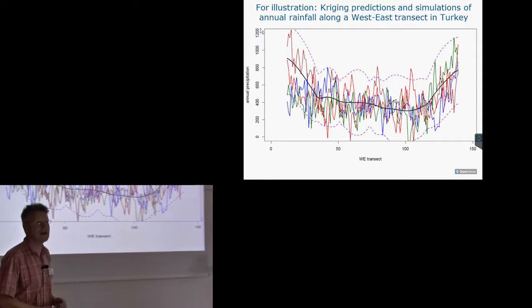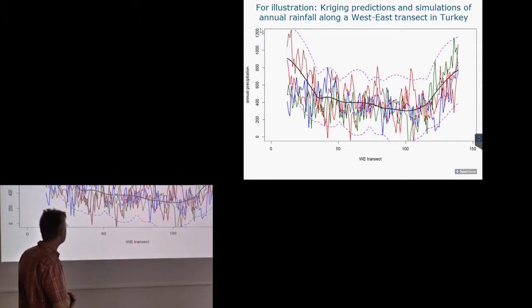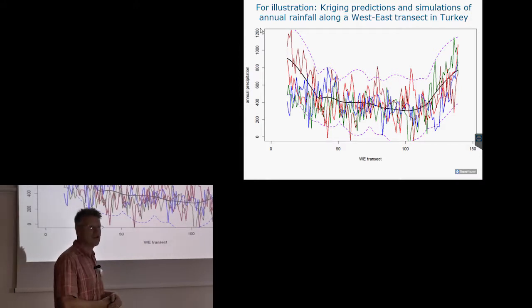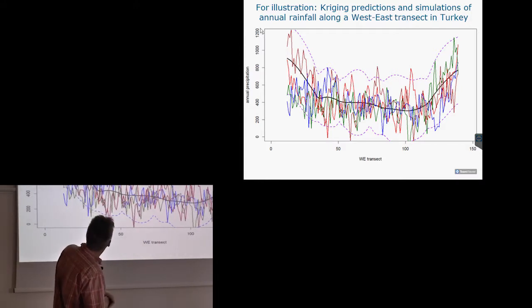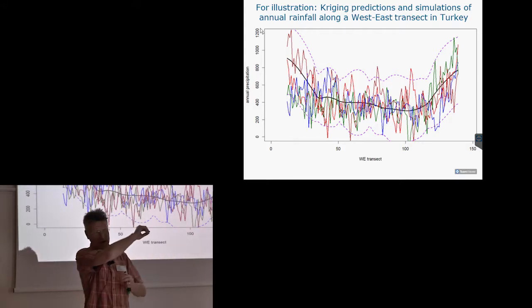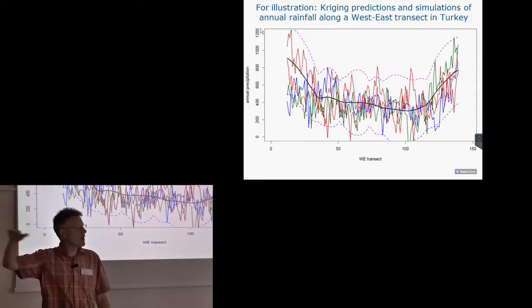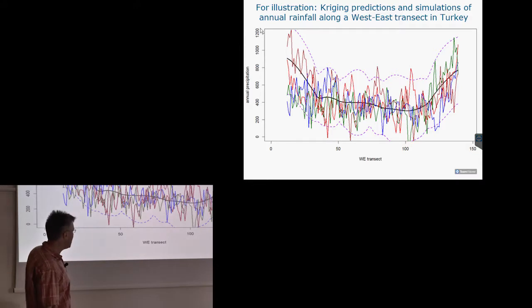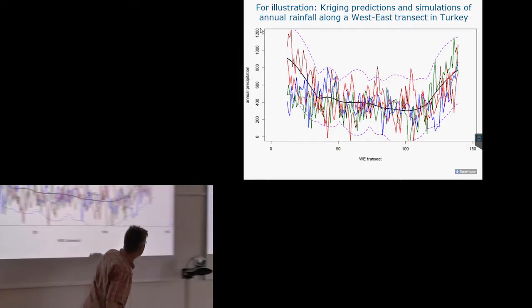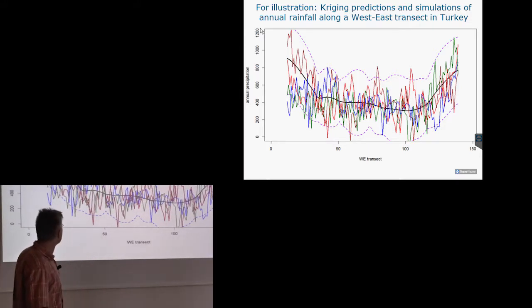Another slide I stole from one of my lectures is actually not about soil, it is about rainfall. This is the annual rainfall in Turkey. I just took a transect through the whole country, from west to east. These are more than kilometers, not sure what the units are, not that important.